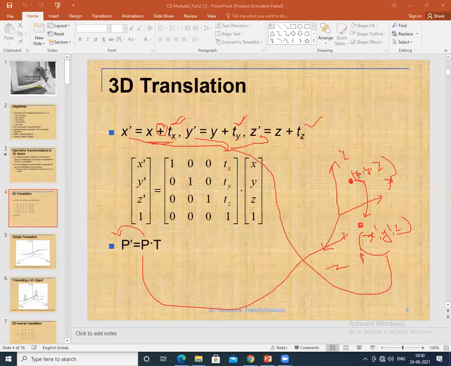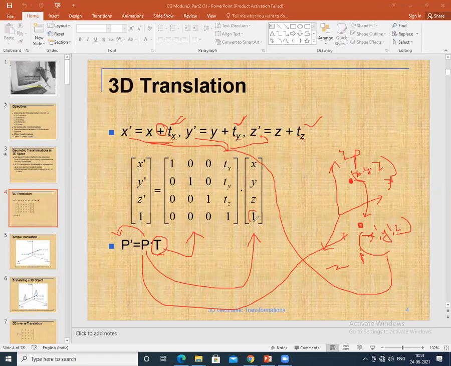This is P dash and this is P. The translation factor T is a 4x4 matrix. P can be represented by a column vector. The old coordinates are x, y, z, and 1 for the homogeneous coordinate system. The translation matrix is a 4x4 matrix, and the translation factors are represented in the fourth column.